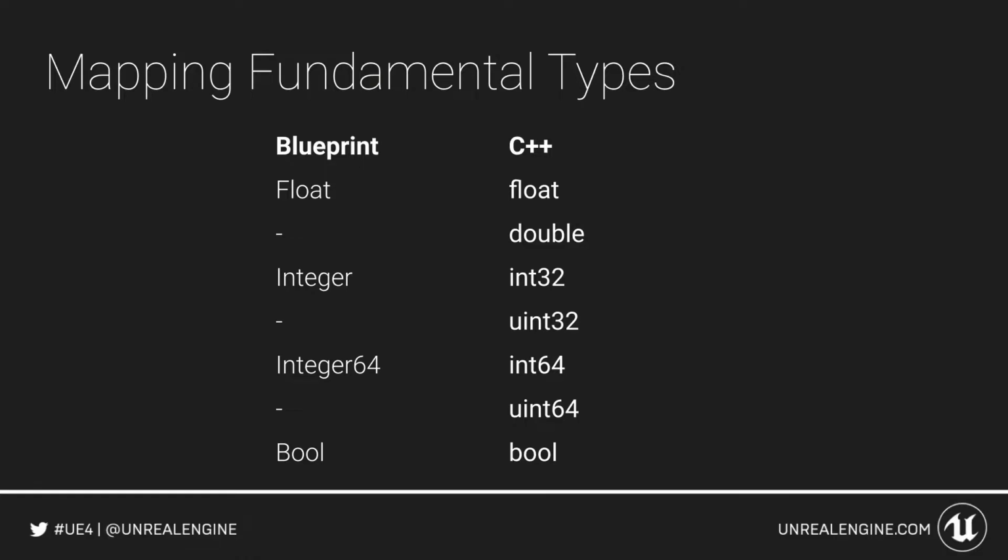Similar simplifying assumptions are that you aren't going to use unsigned integers in Blueprint. You only use signed integers. So in C++, we have both int32 and uint32, as well as int64 and uint64. But in Blueprint, we've only got the integer and the integer 64, and bool is a pretty straightforward mapping.